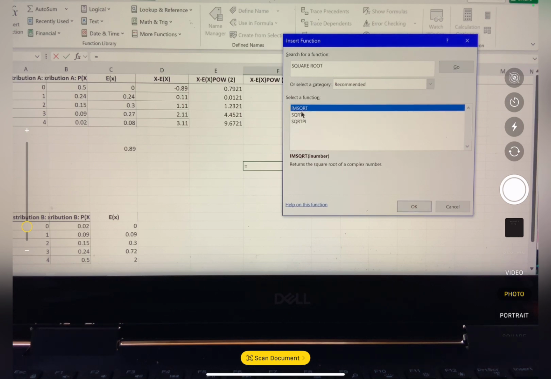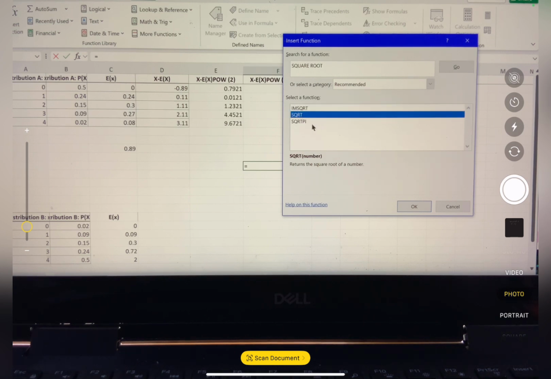Here, what is this one? It returns the square root of a complex number. No, we don't have a complex number, we have this one. And what is this? Return the square root of number times pi. No, we have a square root, just the square root of the number. That's all we need.